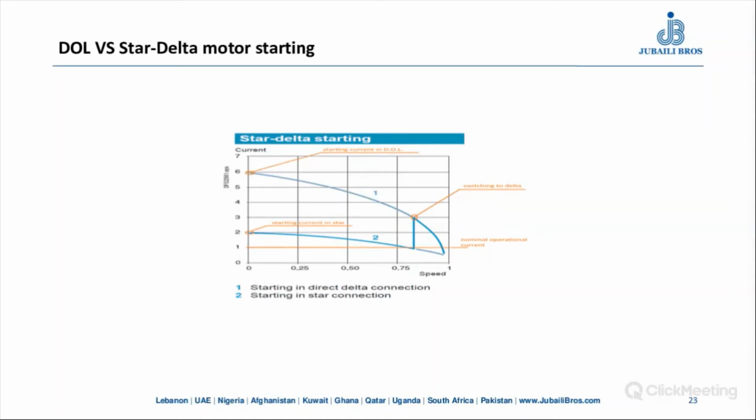There are different advantages and disadvantages of both. In the DOL starting method, the design is simple and less expensive, whereas the star delta design is more complex. Since it uses a few more components, it's expensive compared to DOL. In DOL, the starting current is 6 times the full load current, and in star delta it will be 1/3 of that current. In DOL the starting torque will be full load torque, and in star delta it will be 1/3 of the torque.